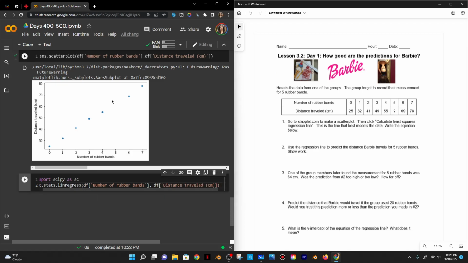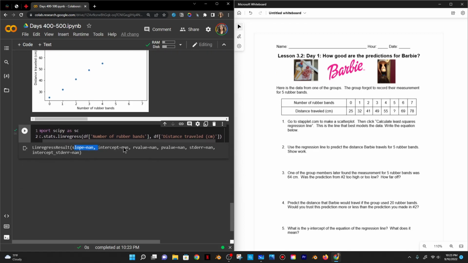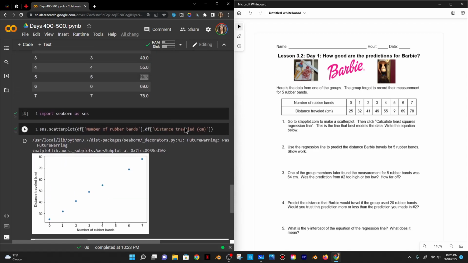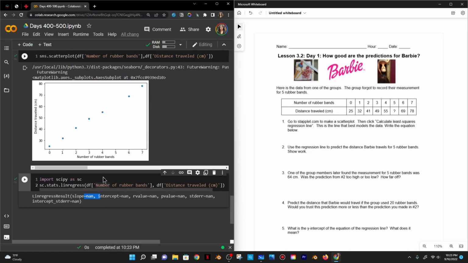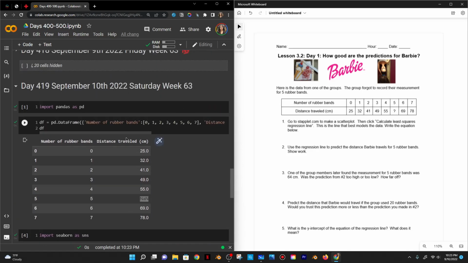Now if I run that, it's going to return to me the slope and the intercept. I believe the reason why it returns nothing is because of this null value here. So what I'll do is go and get rid of this fifth value, I guess.